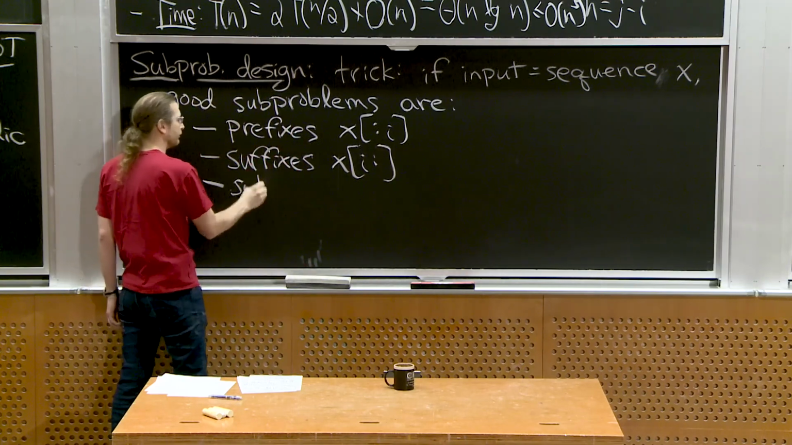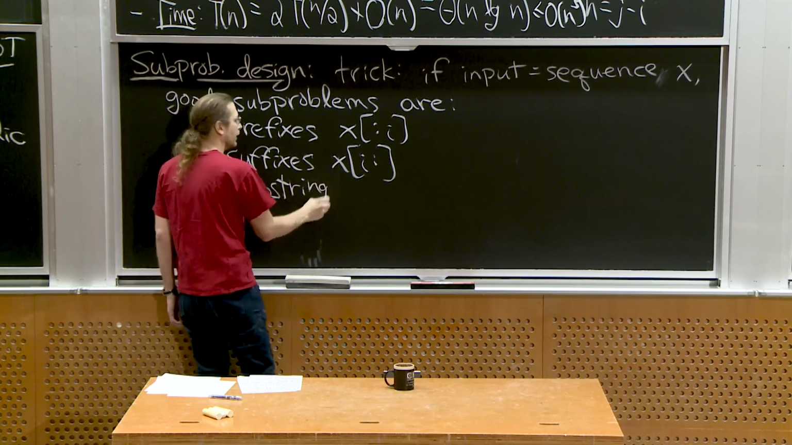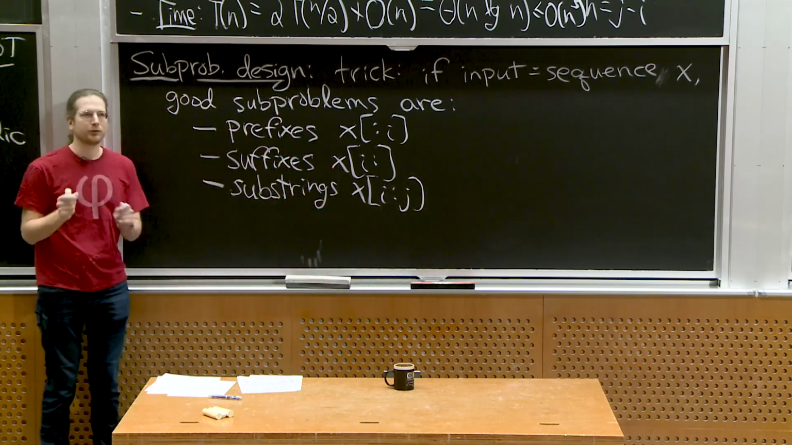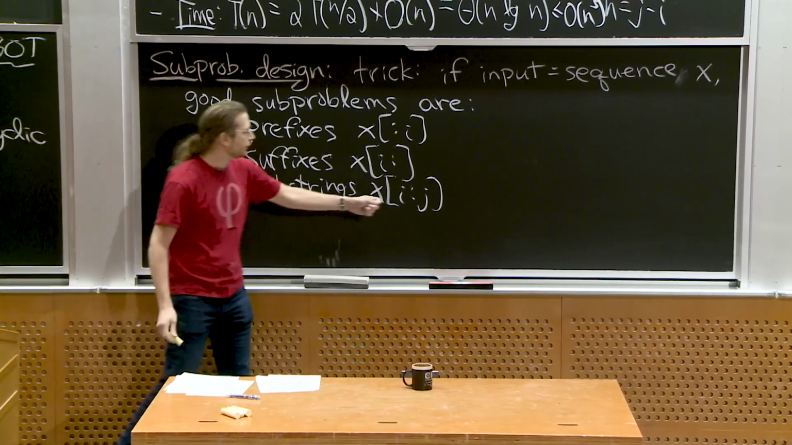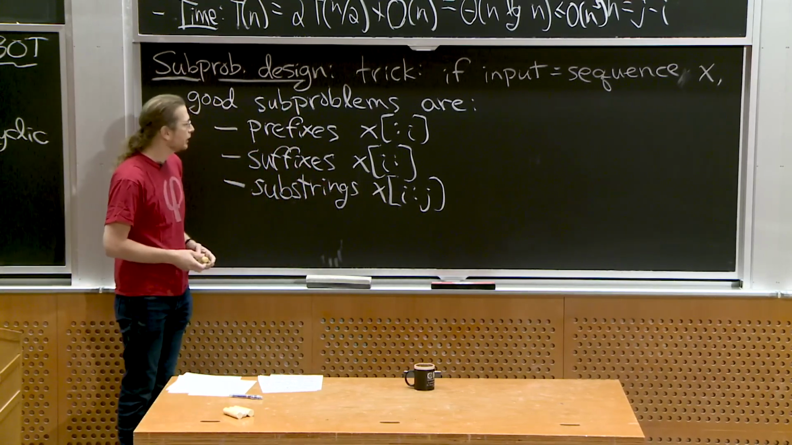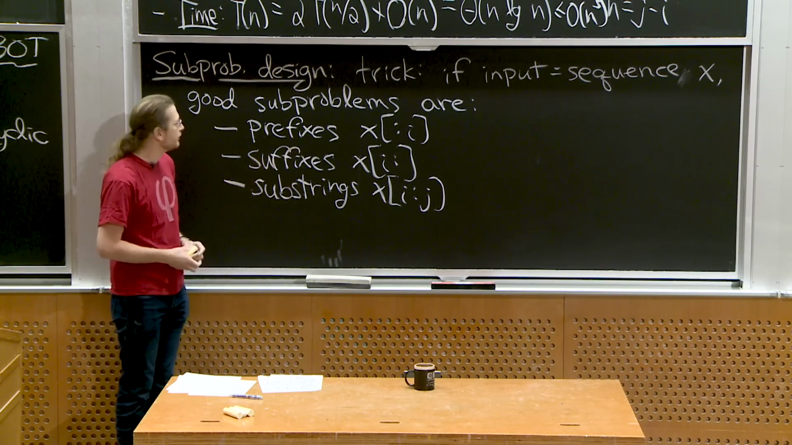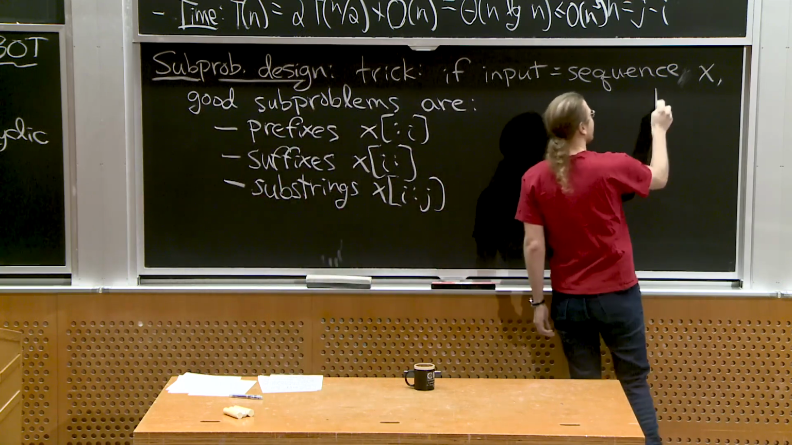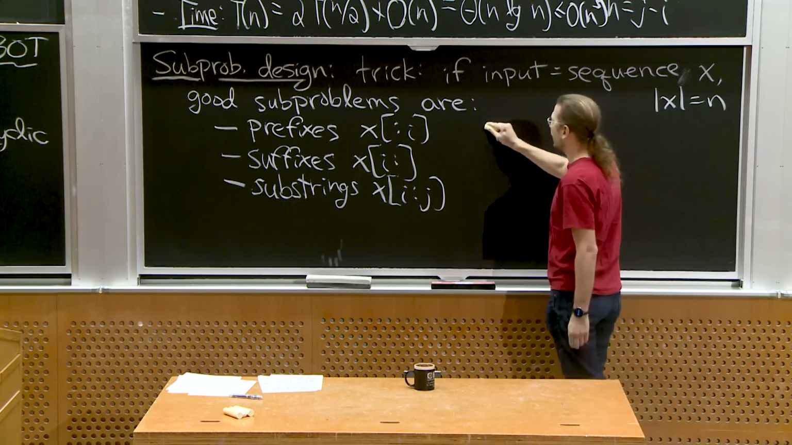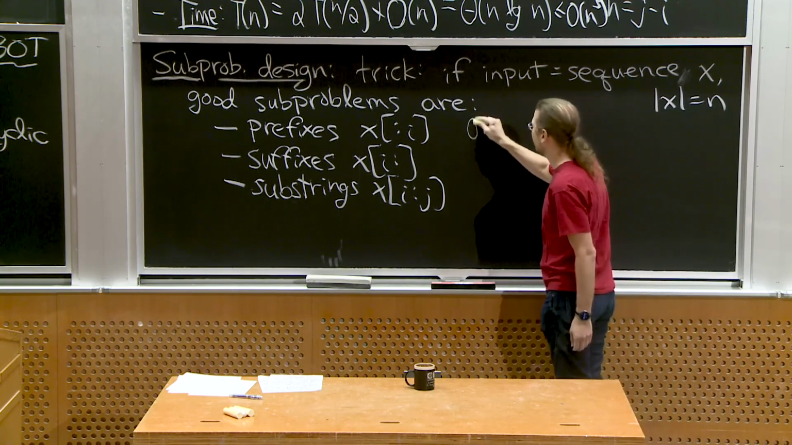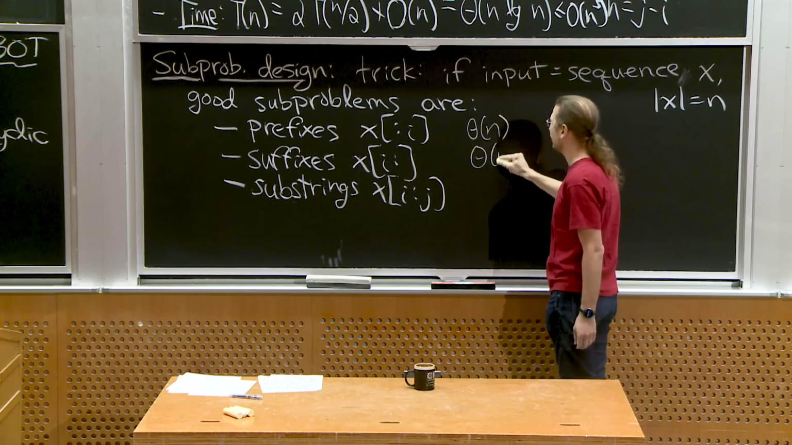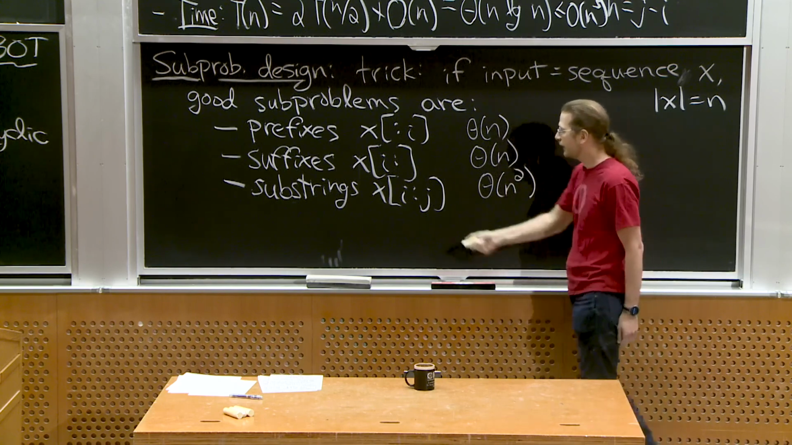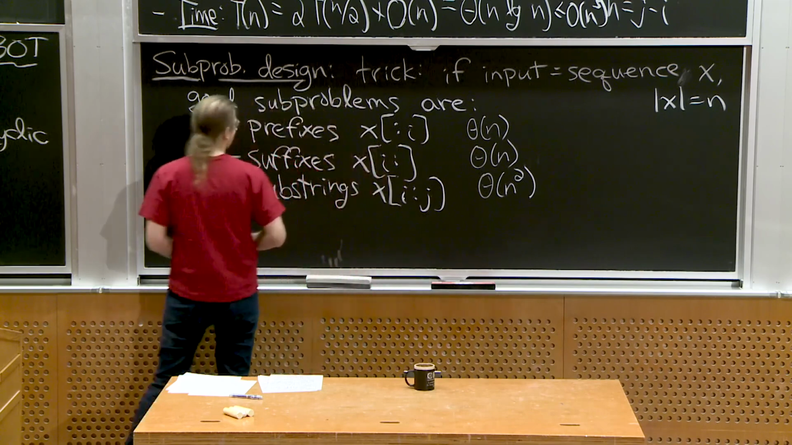Or we could do substrings, which are the consecutive items from i to j. I don't write subsequence here. Subsequence means you can omit items in the middle. So for a substring, you have to start at some position and take all the things up to j. These are nice, easy to express in Python notation, and they're great because they're polynomial. If the length of my sequence x is n, then there are n prefixes, technically n plus 1, so let's say theta n prefixes. There are theta n suffixes. And there are theta n squared substrings, because there are roughly n choices for i and j separately.